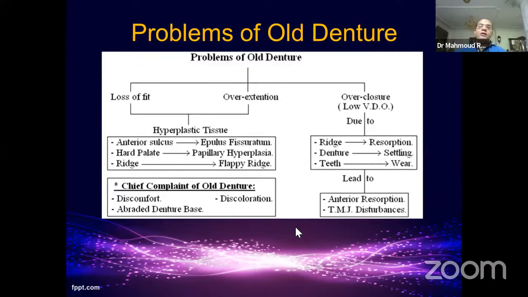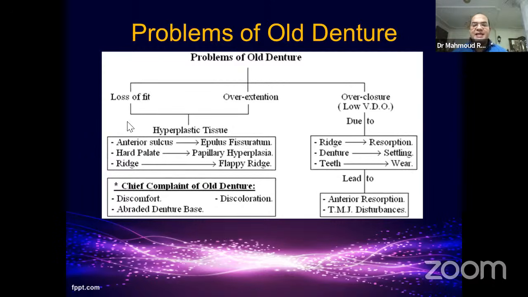Okay, finally, we are talking about problems of old denture. Problems of old denture may be due to loss of fat or overextension or overclosure. Loss of fat and overextension occur after time from using the denture. This continuous irritation, without denture serviceability and without relining, and if the patient uses the denture without rest, will lead to formation of hyperplastic tissue.